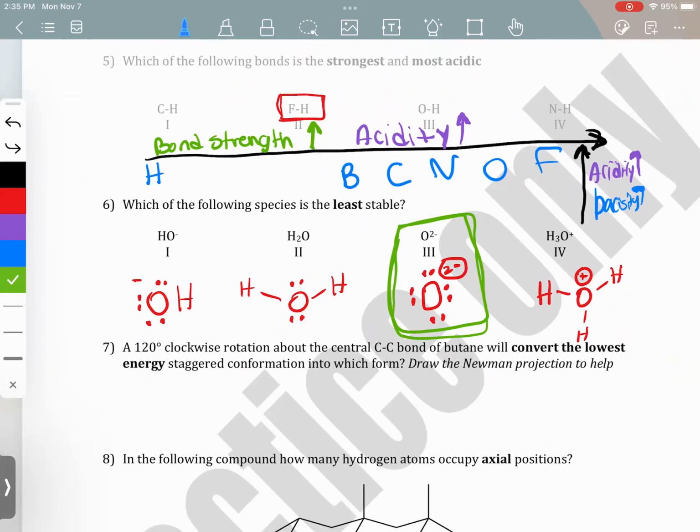Okay. But the next least stable compound out of all these is answer A, right?